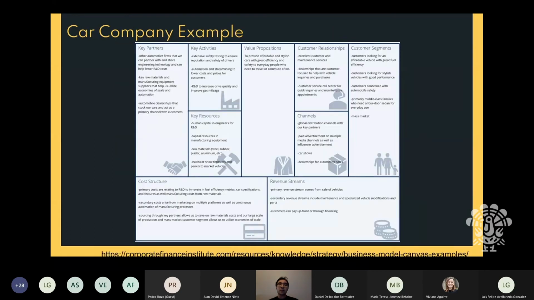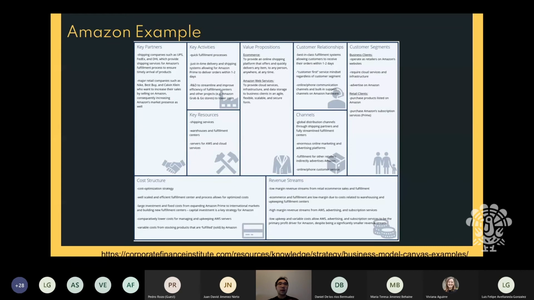I can give some examples. The text is a little smaller here. I have a car company example and Amazon. Let's use Amazon. So Amazon, for example, the key partners. Does anyone see my Amazon example on the screen?